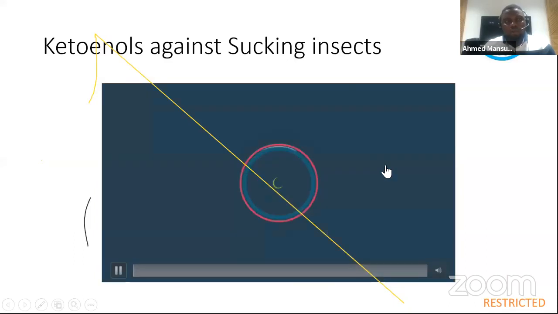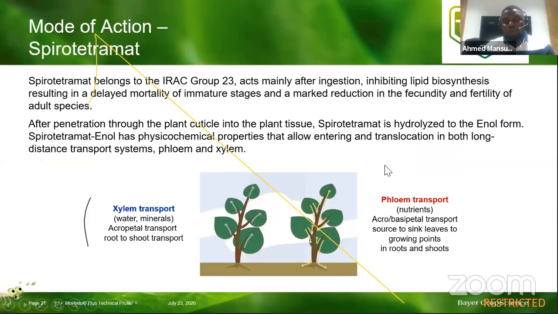So coming back to the product in question, that's Tian, which is highlighted here on my screen. Tian contains spirotetramat, which is the molecule that controls the pests. I show here the IRAC group, which is the mode of action it belongs to, 23. And this is how it operates.